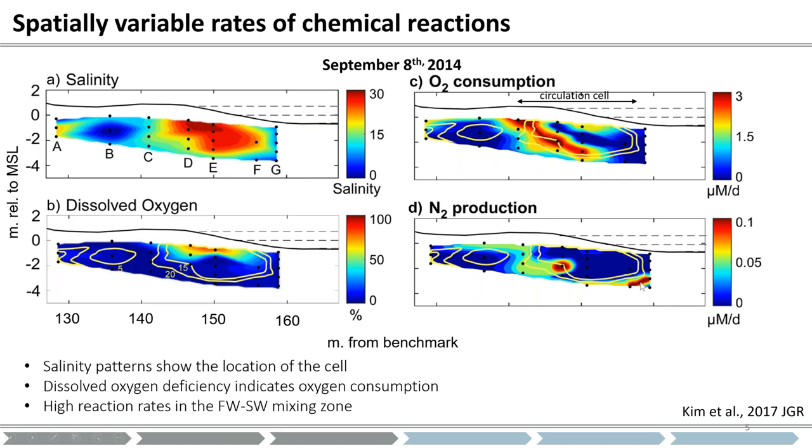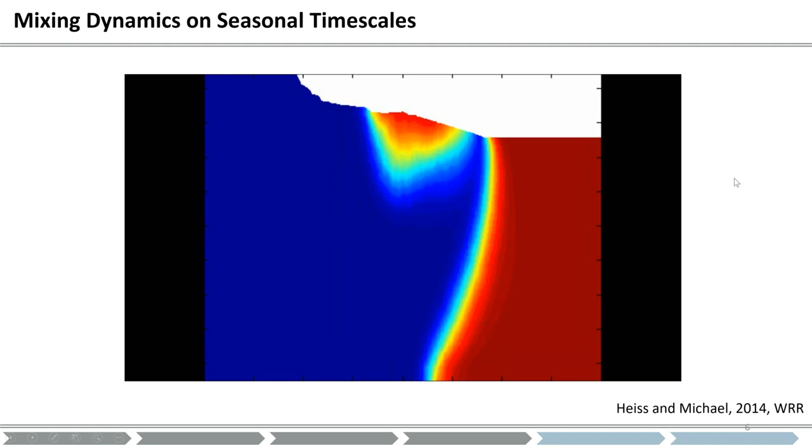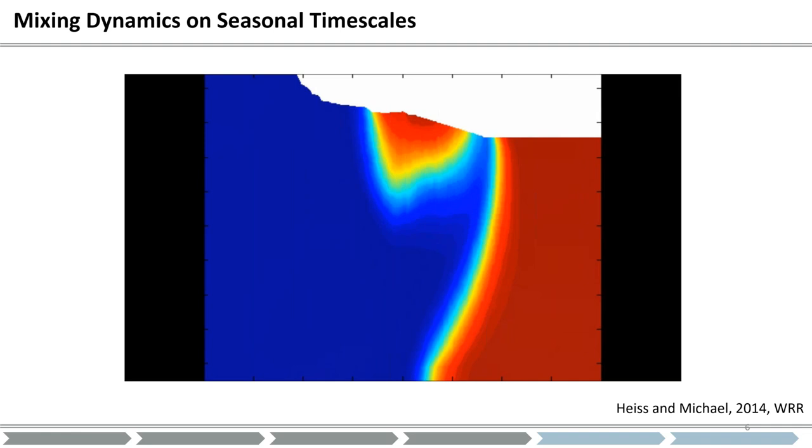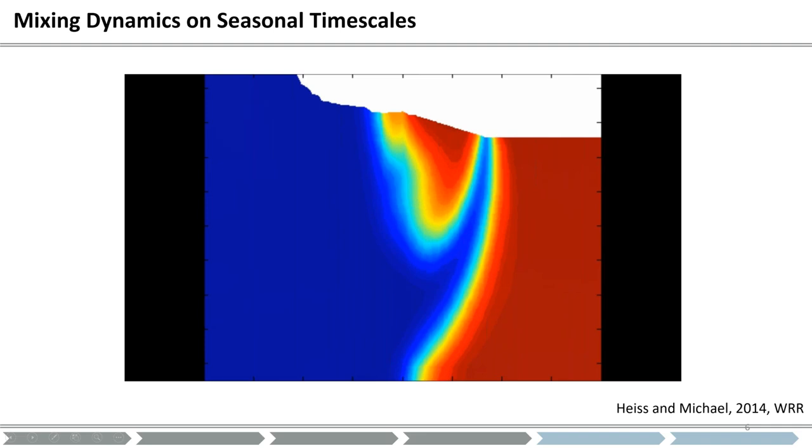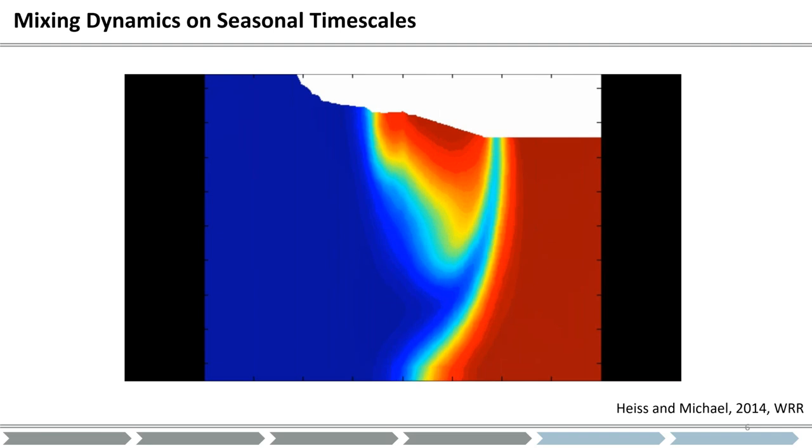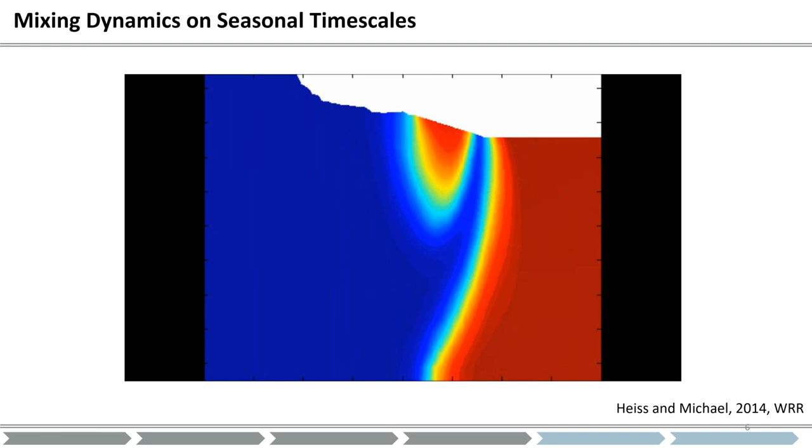And that's really interesting to us because the circulation cell is dynamic on seasonal timescales. And so here's a little video that my collaborator made, and this is from a groundwater flow model. And you can see that the circulation cell is changing in its extent and geometry over these seasonal timescales as hydrologic conditions change. And so we want to see how reactions also adhere to that, or if they diverge, why.